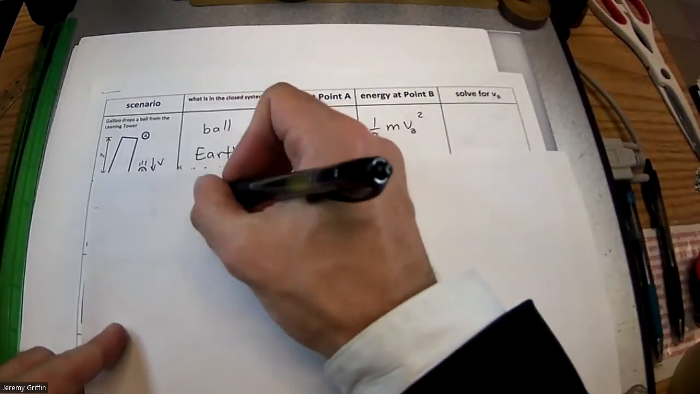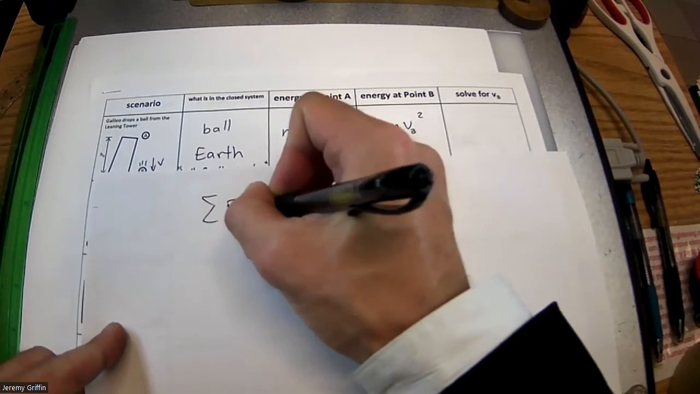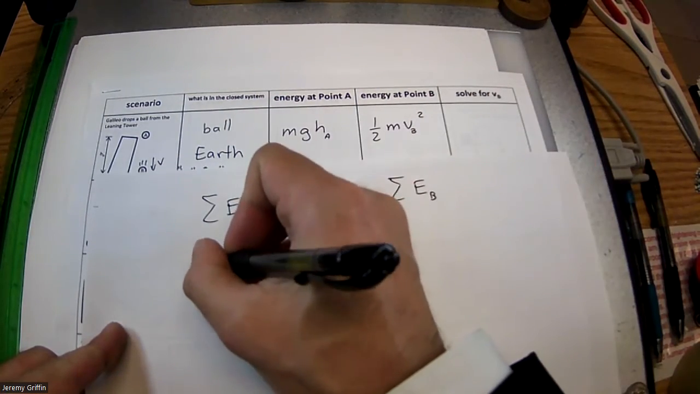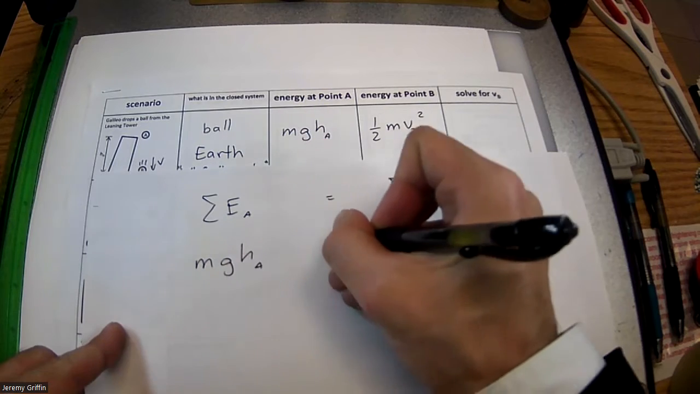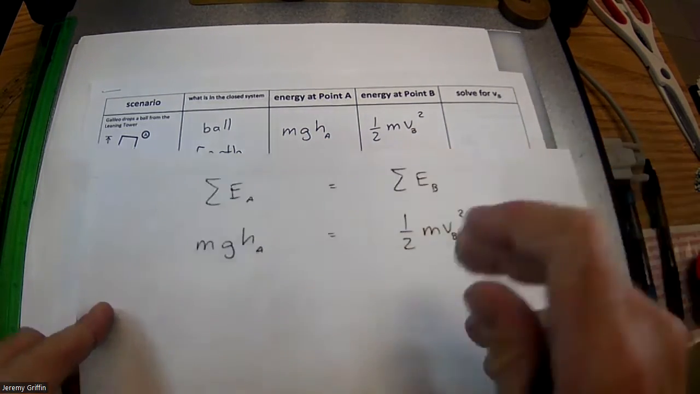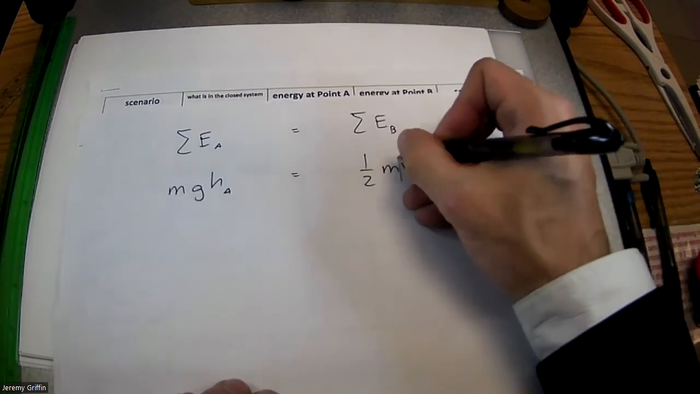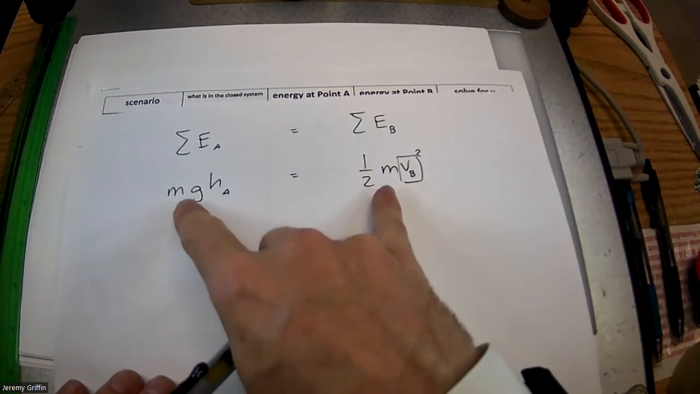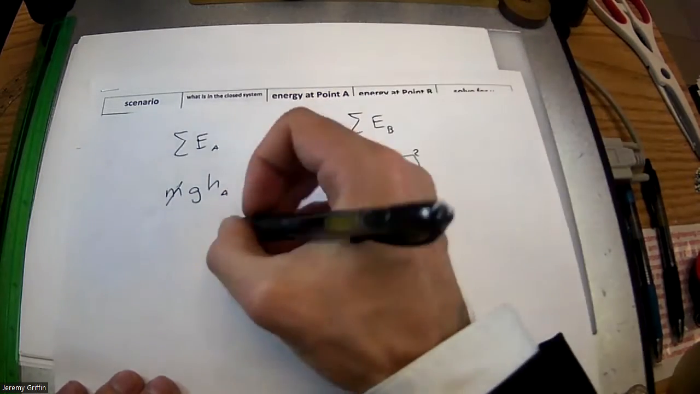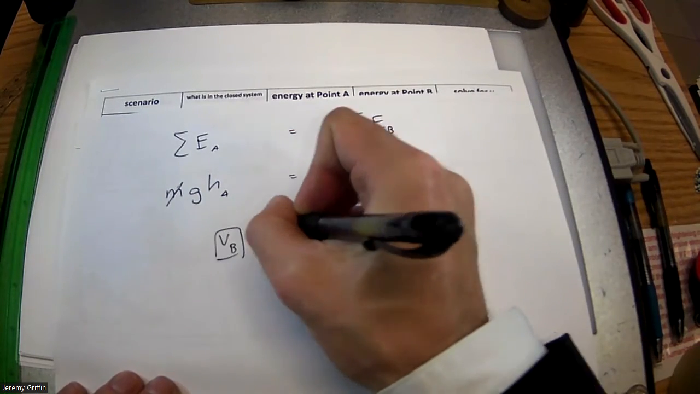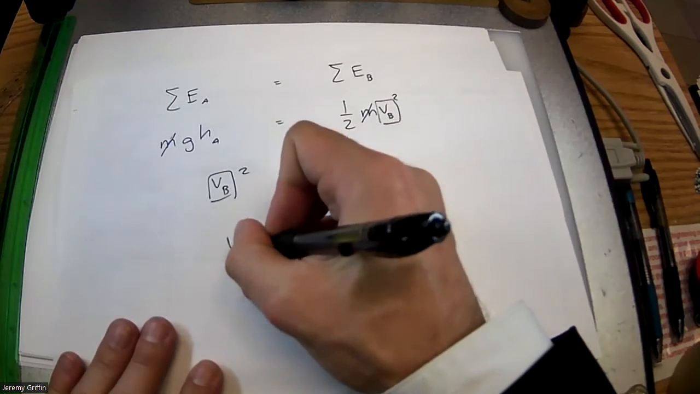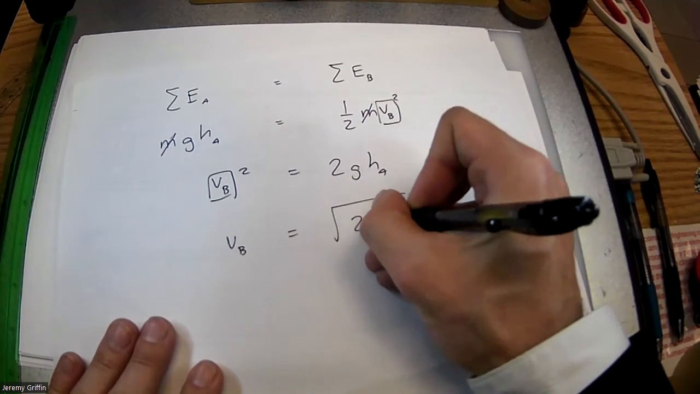Let's do this real fast. So sum of energy at point A is equal to the sum of energy at point B. It started off with all mgh at point A. It ended up with all 1/2 mv squared at point B. Okay. Suppose you're solving for the speed at B. Do you guys see the mass is going to cancel out? Wasn't that like the point of the Galileo experiment? So the mass cancels. Times 2, vB squared is 2gh. Square root, speed at point B is square root 2gh.